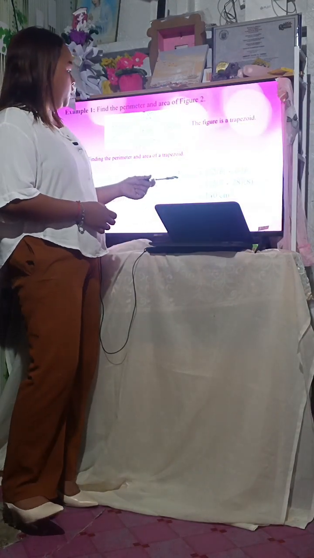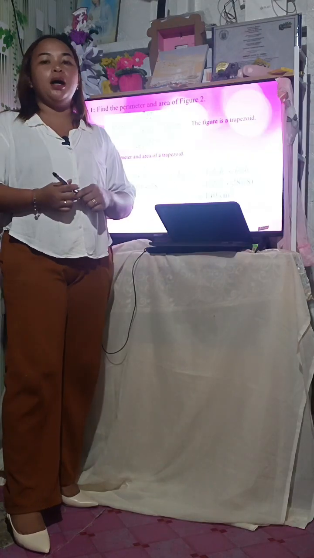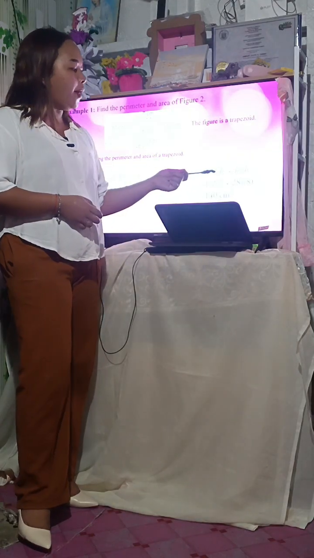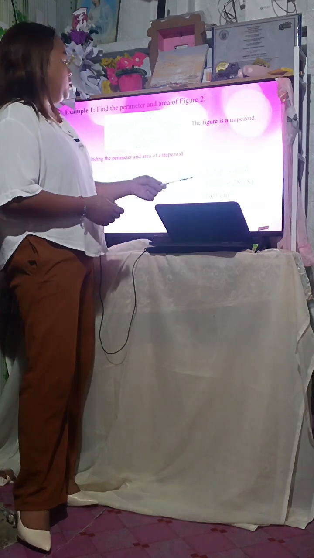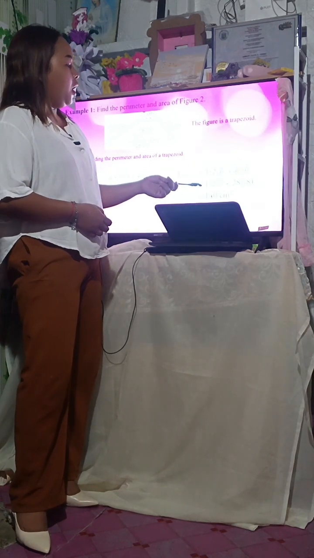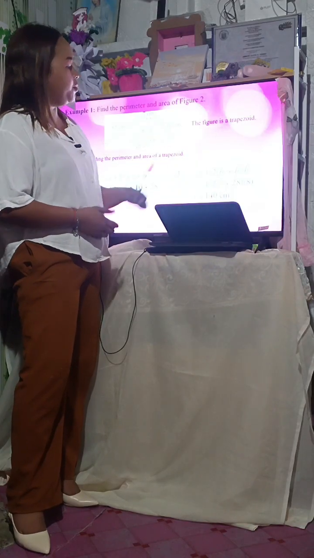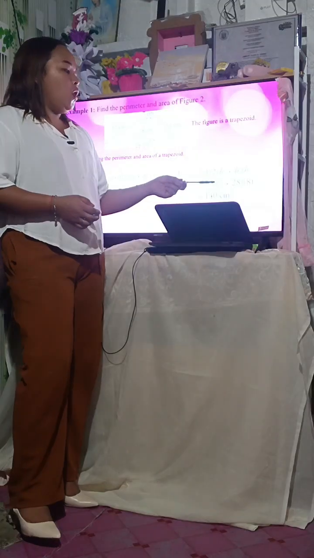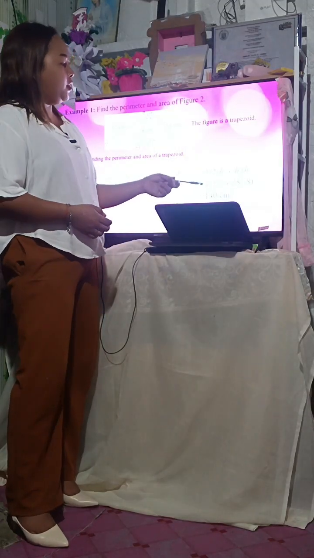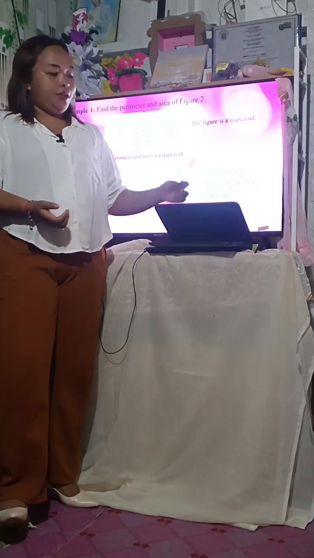So number 2, we will find the area of the trapezoid. Our formula in finding the area of a trapezoid is equal to 1 half times base 1 plus base 2 times height. Our base 1 is 7 centimeters plus our base 2 is 28 centimeters times our height, which is 8 centimeters. So 7 plus 28 times 8 divided by 2 is equal to 140 centimeters squared. So our area of the trapezoid is 140 centimeters squared.